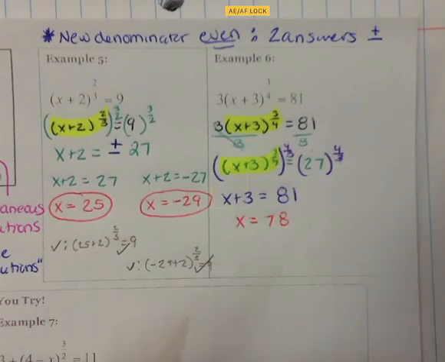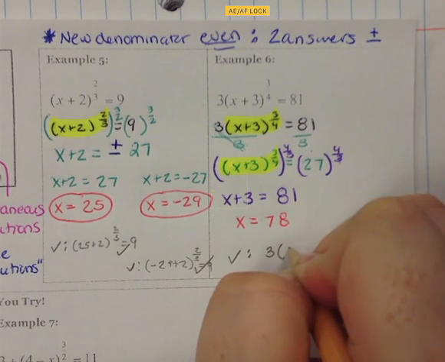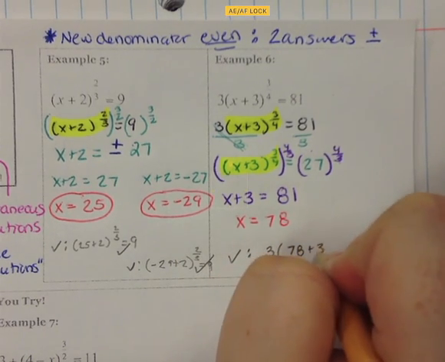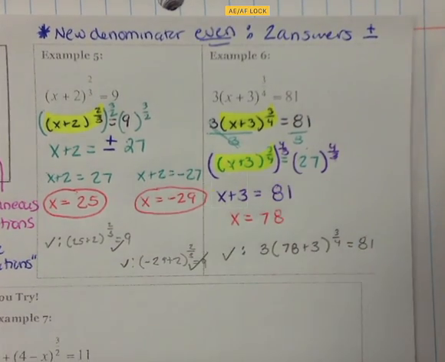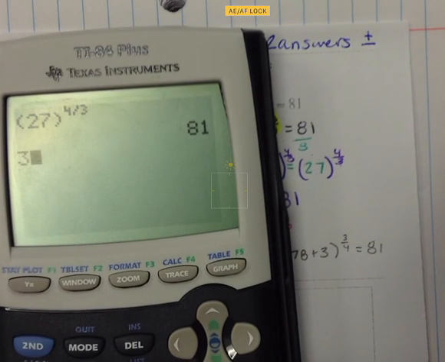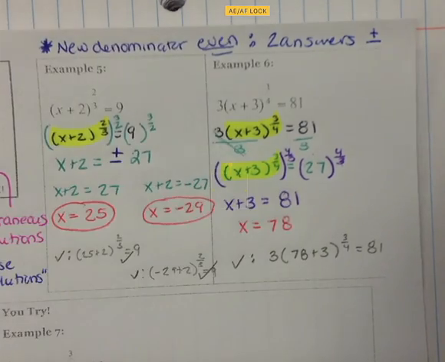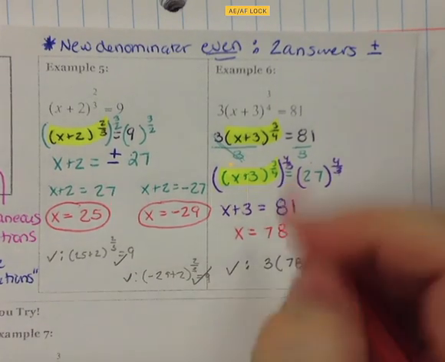So again, we're going to check it. So to check, we do 3 parentheses, 78 plus 3, close parentheses, raised to the 3/4 is supposed to give us 81. Okay, so calculator: 3 parentheses, 78 plus 3, close parentheses, raised to the 3 divided by 4 is supposed to give us 81, and it does, because that was from the original. Check. That means our answer is good.